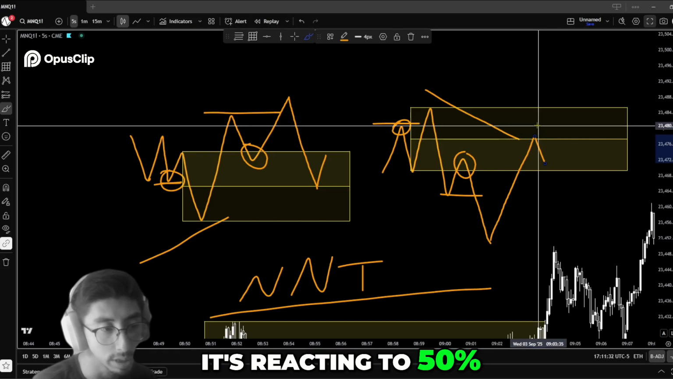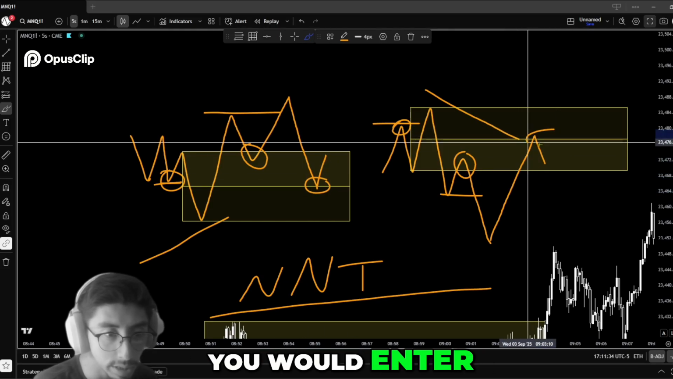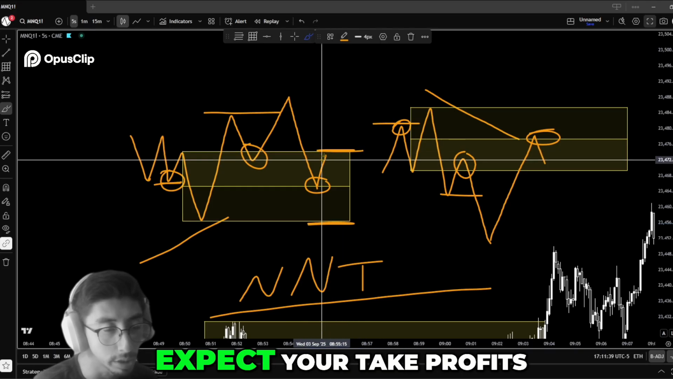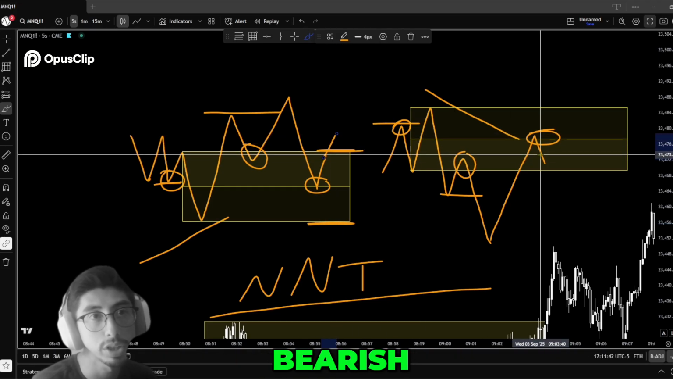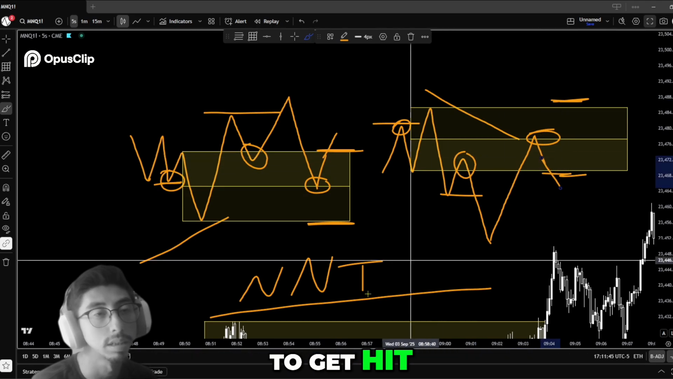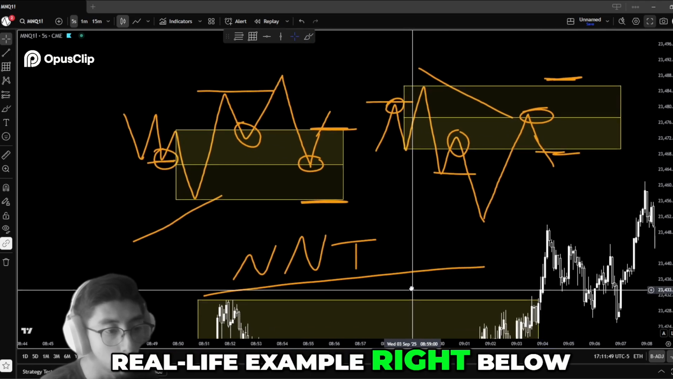It's reacting to 50%. So you would enter. Bullish, you would put your stop loss right here. Take profit up here. Expect your take profit to get hit. Bearish, you put your stop loss above and your take profit right here, expecting your take profit to get hit. Let's go over a real life example right below.